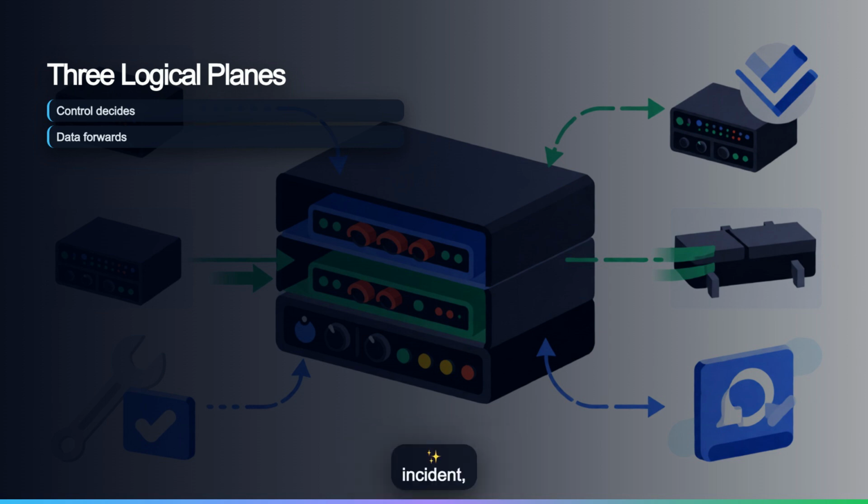To diagnose the incident, separate each device into 3 logical planes. The data plane, also called the forwarding plane, moves frames and packets using rules already in place. A switch forwards based on its MAC table, a router forwards based on its routing table. The control plane creates or updates those rules. OSPF builds route information, STP decides forwarding ports, and ARP supplies IP to MAC mappings.